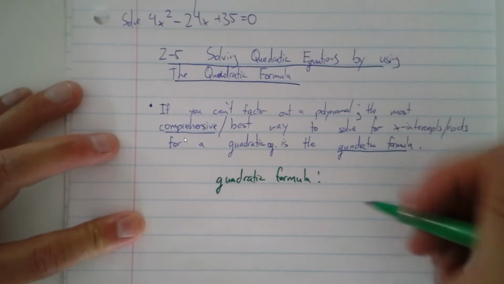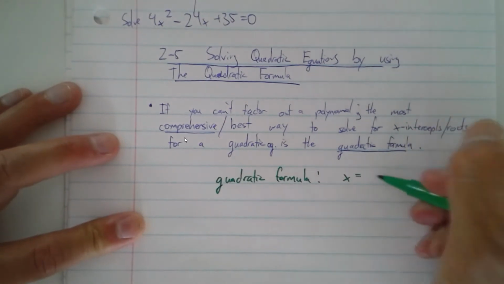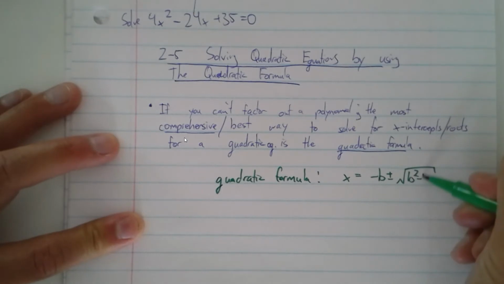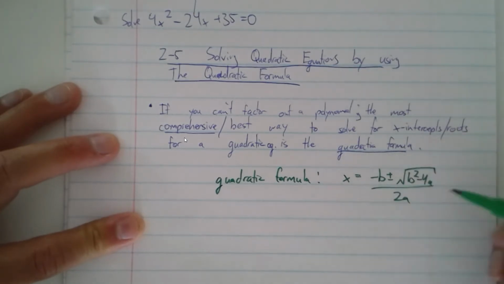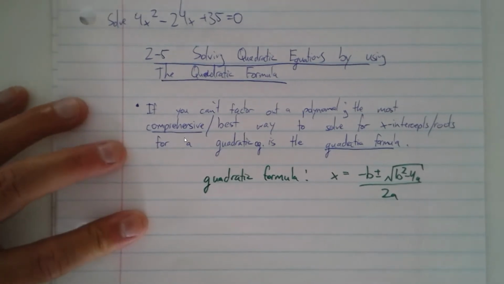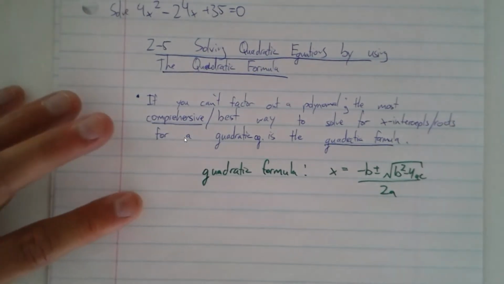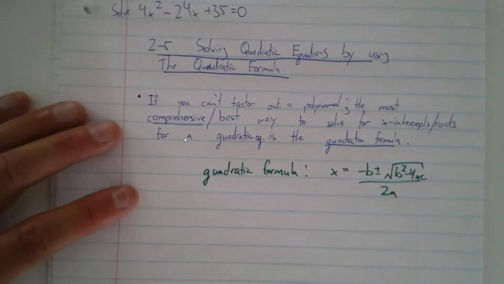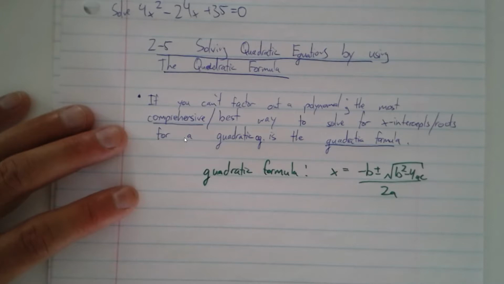The quadratic formula is x equals negative b plus or minus the square root of b squared minus 4ac over 2a. Whoop. Sorry, I got ahead of myself. That was smooth as ice. Negative b plus or minus the square root of b squared minus 4ac over 2a.